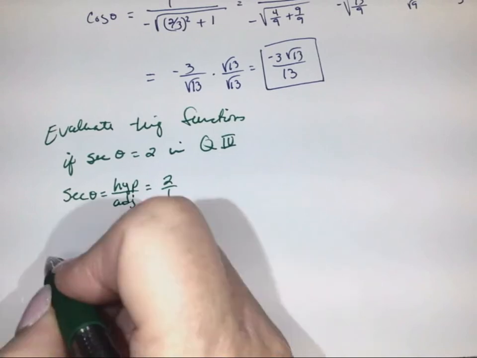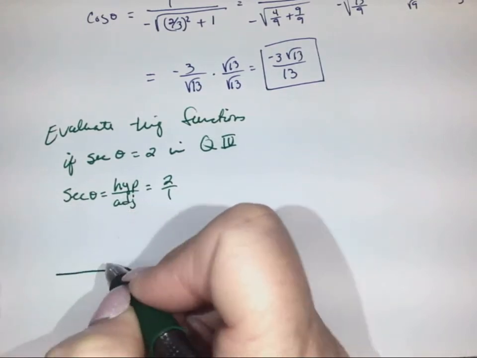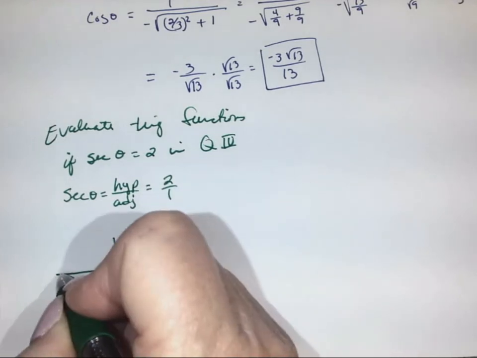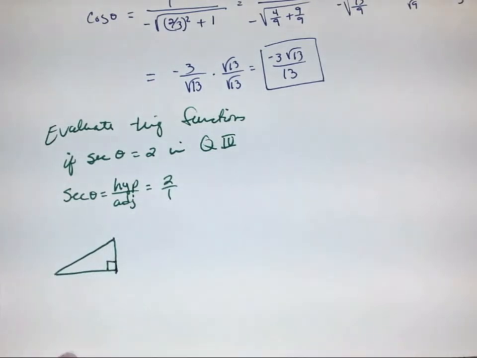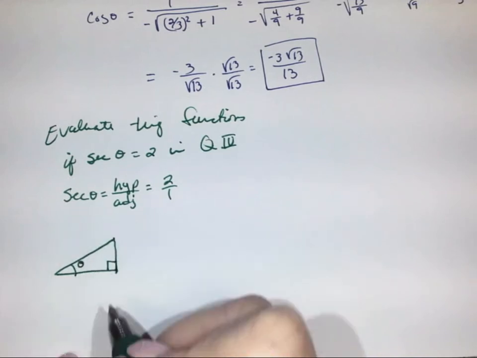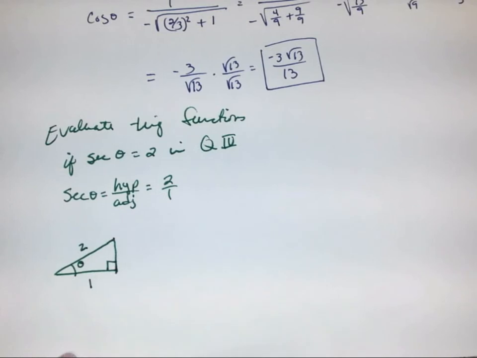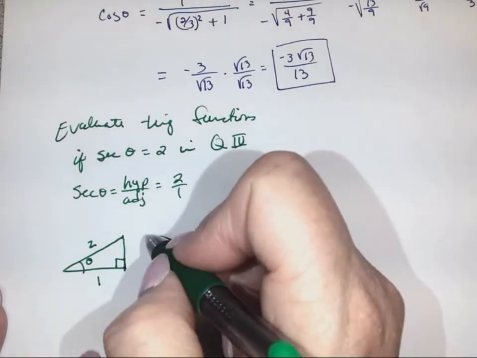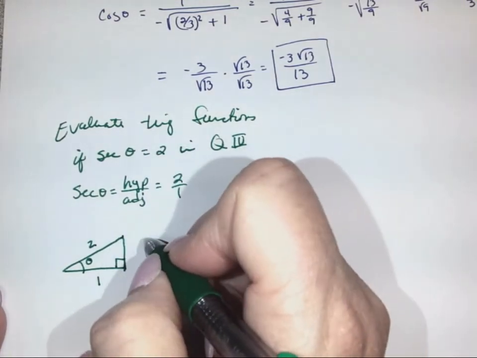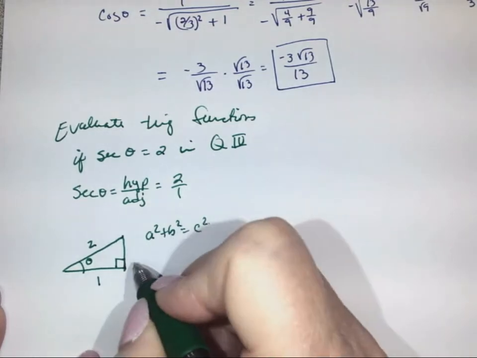So let's draw a circle, or not a circle, a triangle in standard position. And we're still in 2 right triangles. And here's our theta. So the adjacent side would be 1, the hypotenuse is 2. We need to find the value of this other part. And to do that, we're going to use our Pythagorean theorem. So a squared plus b squared equals c squared.